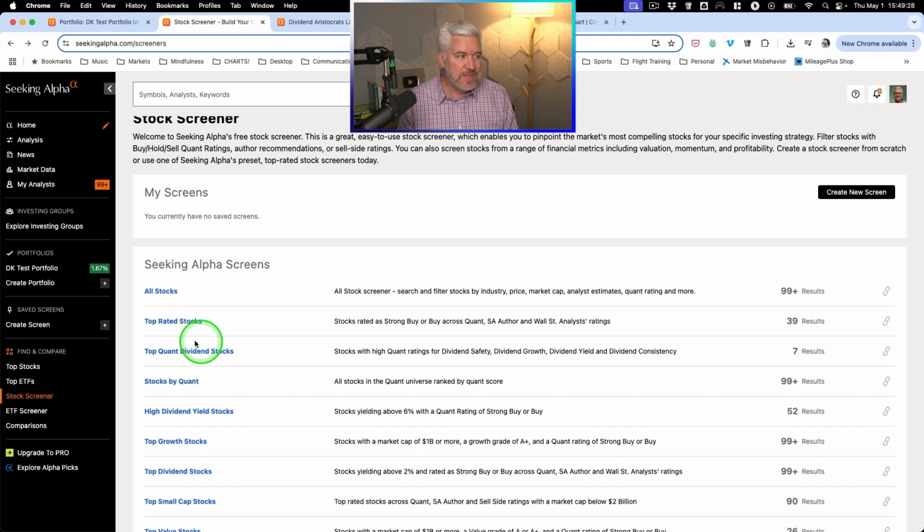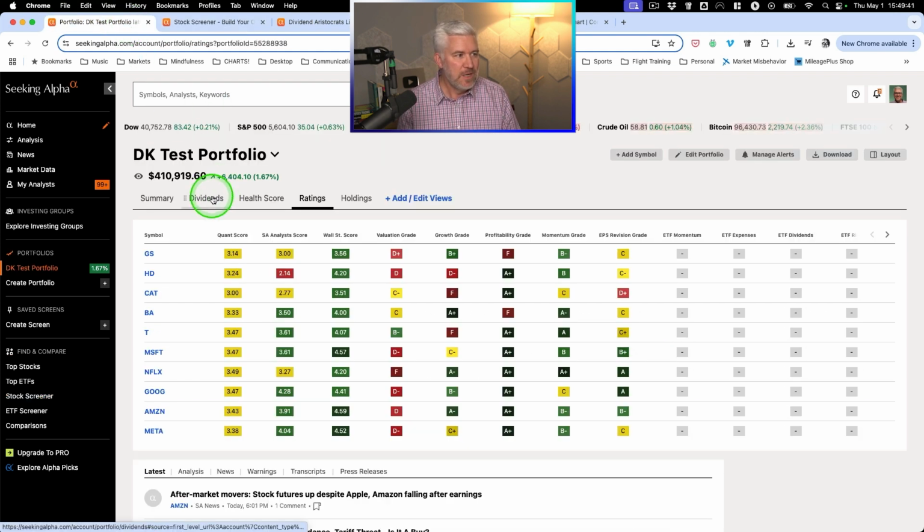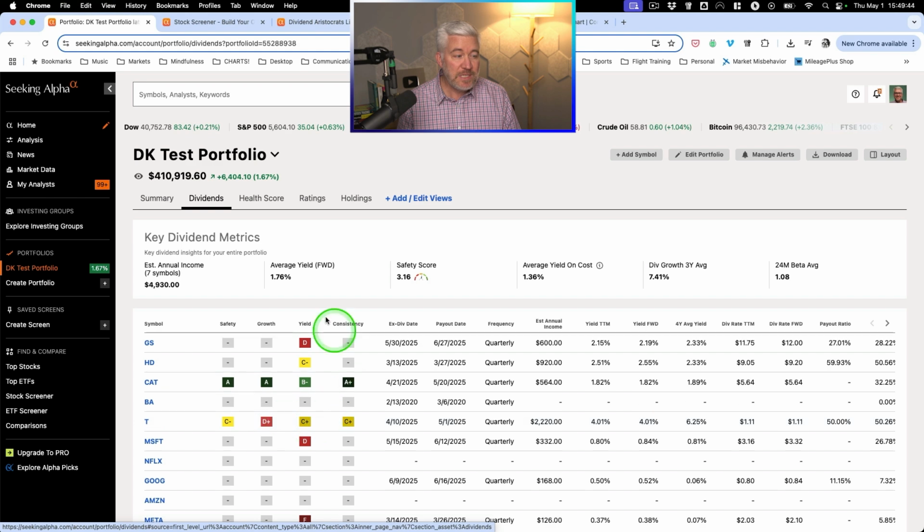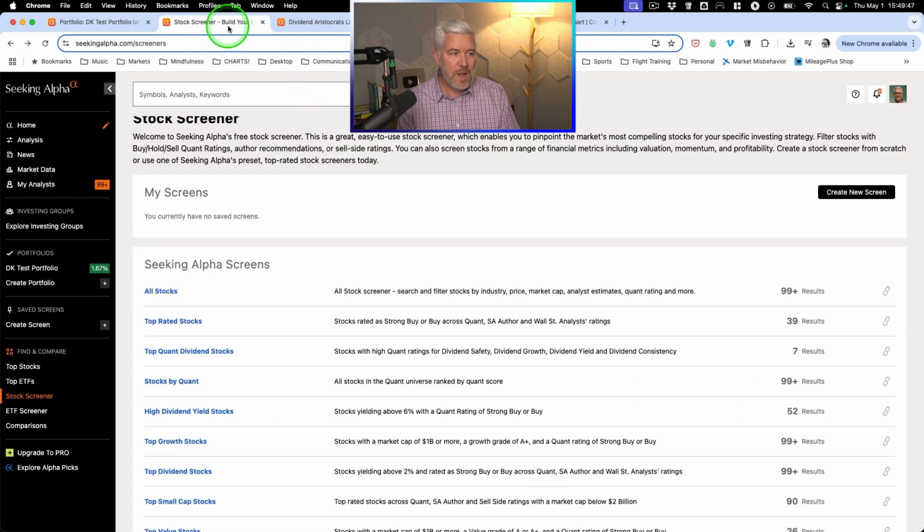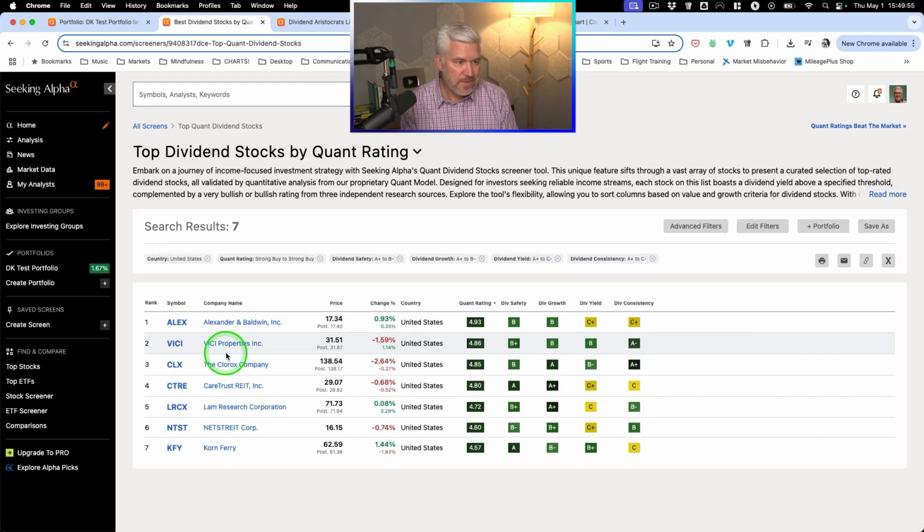I would also point you to this section, which is called Top Quant Dividend Stocks. These are stocks with a good quantitative rating, but also particularly in the areas of dividends, dividend safety, growth, yield, and consistency. Those were some of the columns that we saw back here when we were looking at dividends. So we can basically filter for stocks where the quantitative model is actually grading their dividend characteristics favorably. So only 7 stocks come up on that scan right now. That might tell us something. But here we can look at some of the names. And again, not a guarantee that we just want to blindly buy that list of stocks, but it could give us some ideas about some specific names to dig into a little bit further.